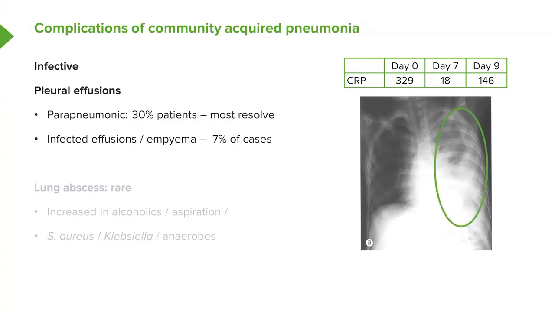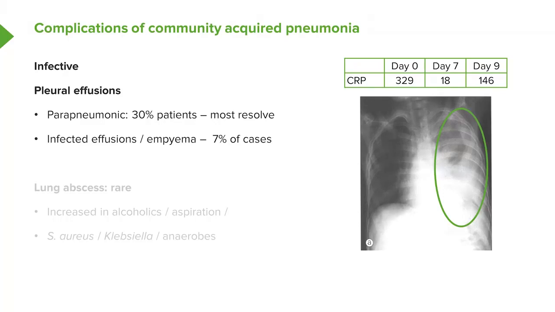So this X-ray shows somebody presented with a left lower lobe pneumonia. The C-reactive protein was very high on the day of admission, about 330. 7 days later after treatment it got better, but then a couple of days later they redeveloped a fever, and the CRP has jumped back up to over 140.